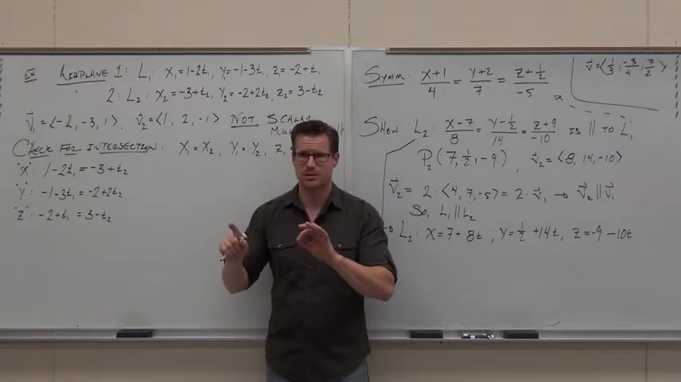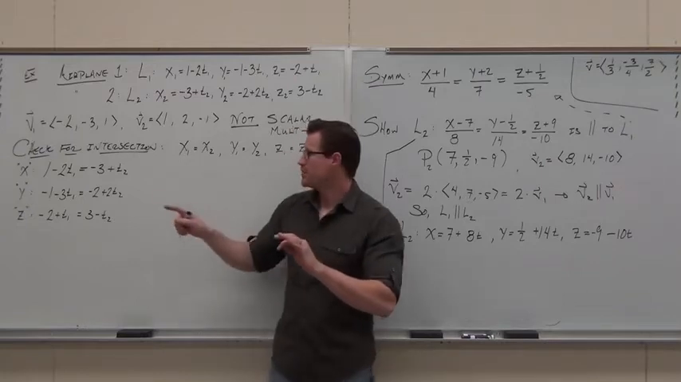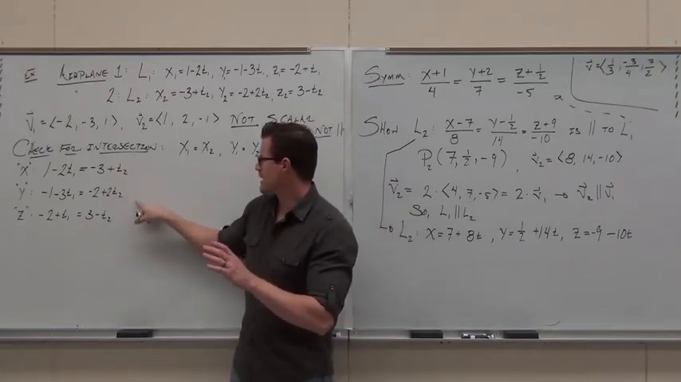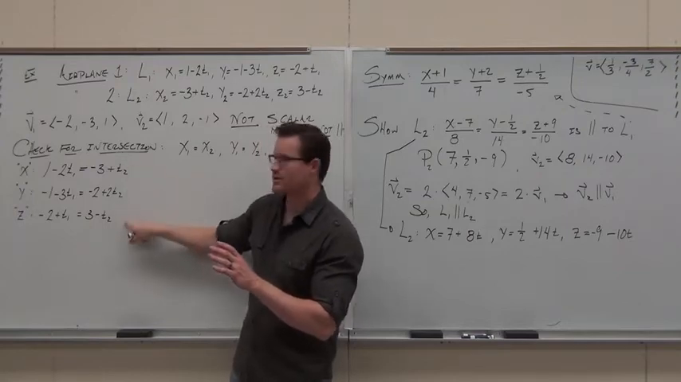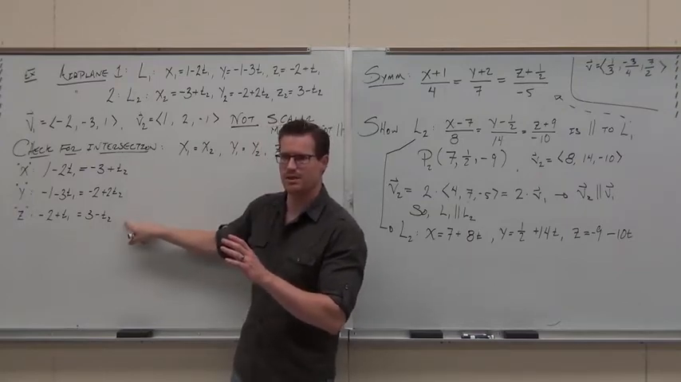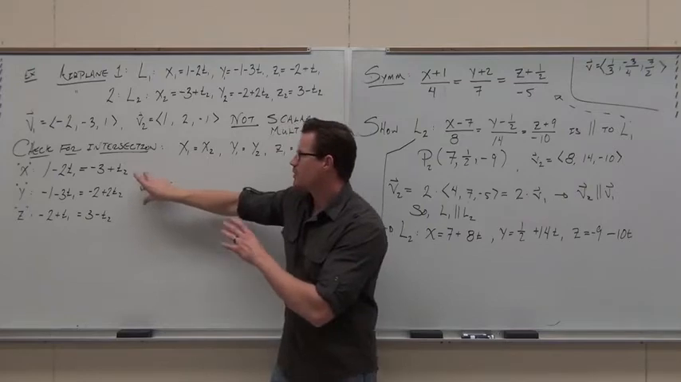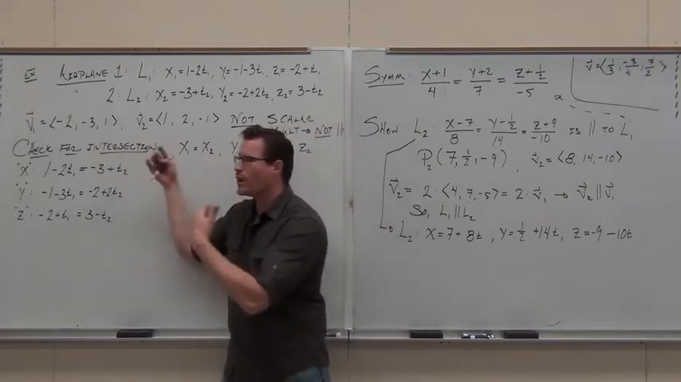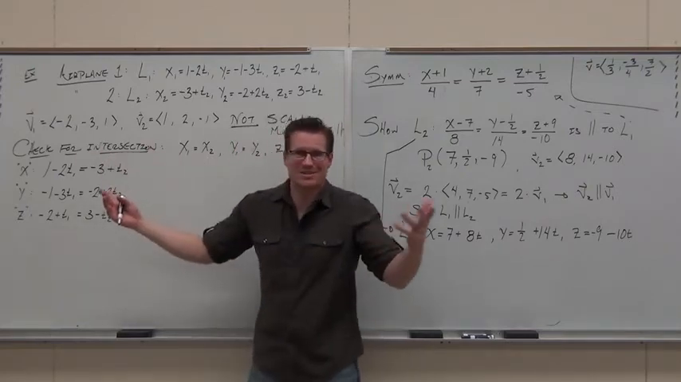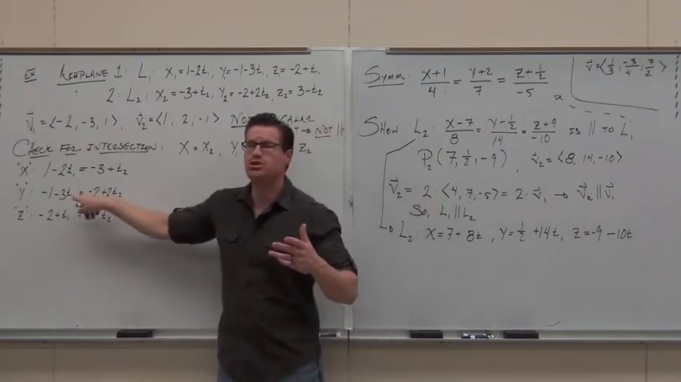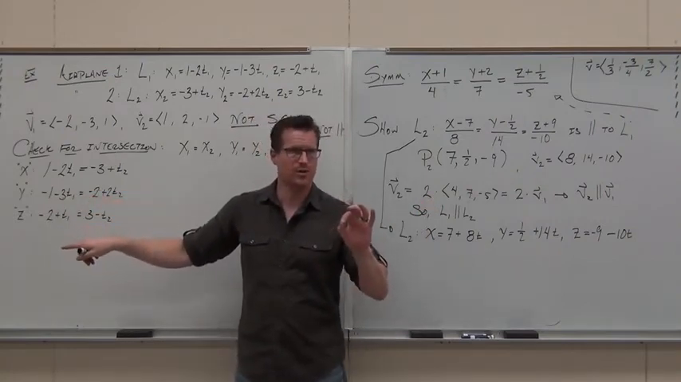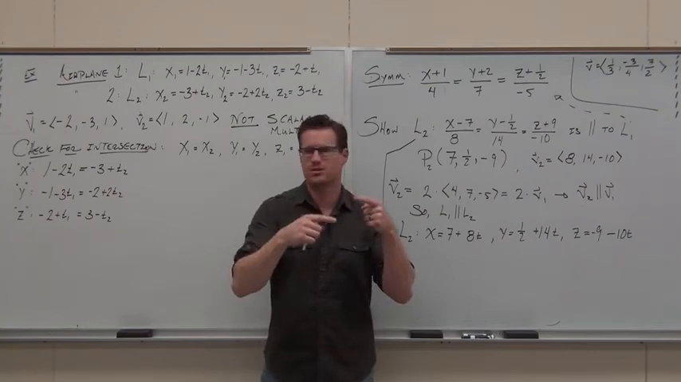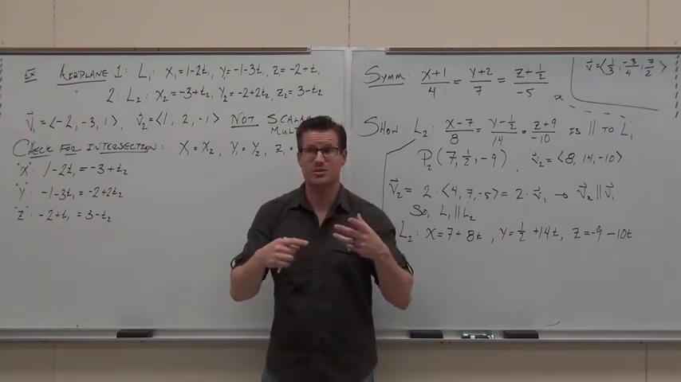I will make you a promise if you do it right. Pick any two. I'm going to pick these two because I like the fact that I can just add them together and get rid of t2. Do you see what I'm talking about? That's really easy. The two that you pick are always going to work. It has to, it's a system. It's the one that you don't pick that determines whether you actually intersect or not. Did you catch that?